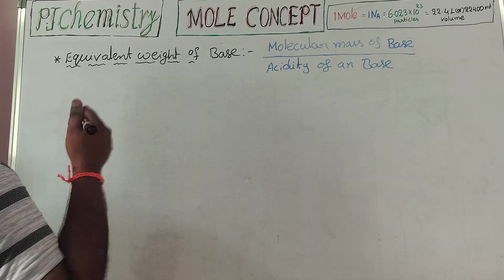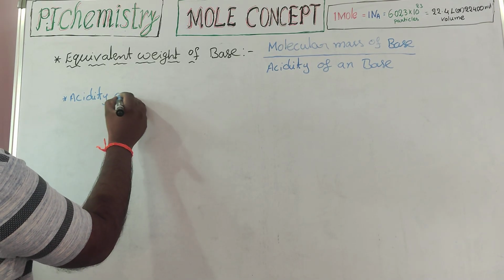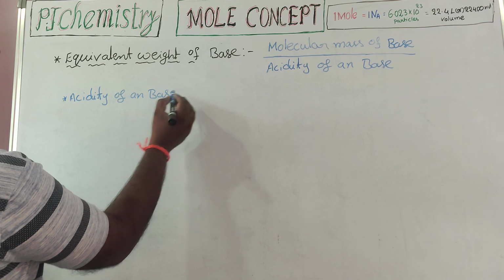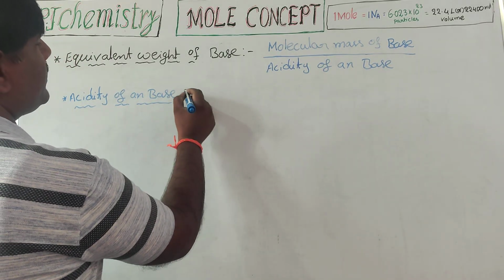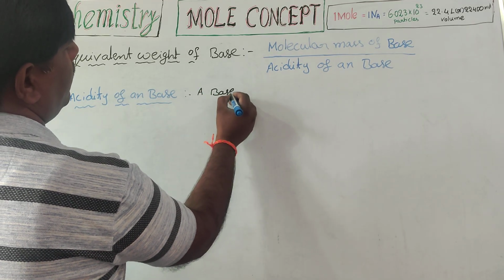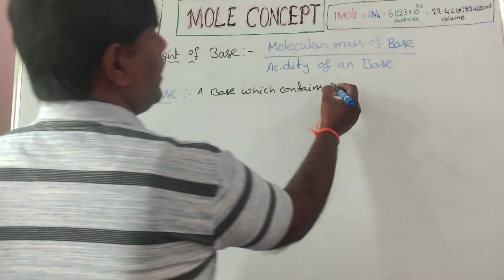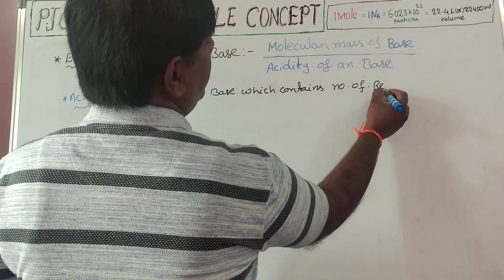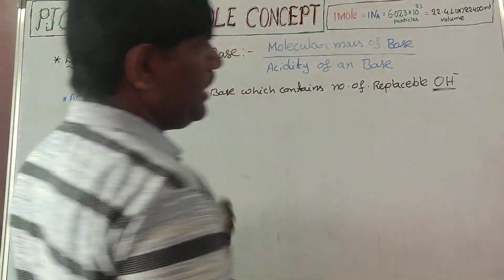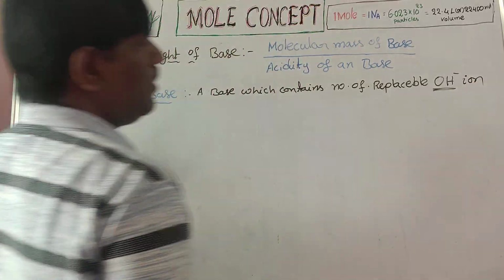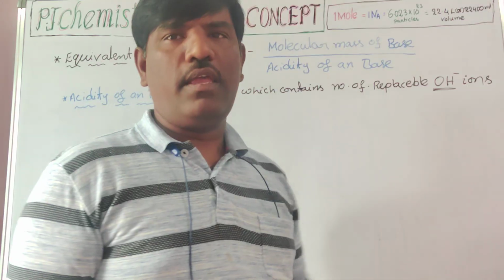So, acidity of a base. Definition: the number of replaceable hydroxyl ions, OH minus ions, that a base contains is known as the acidity of a base.